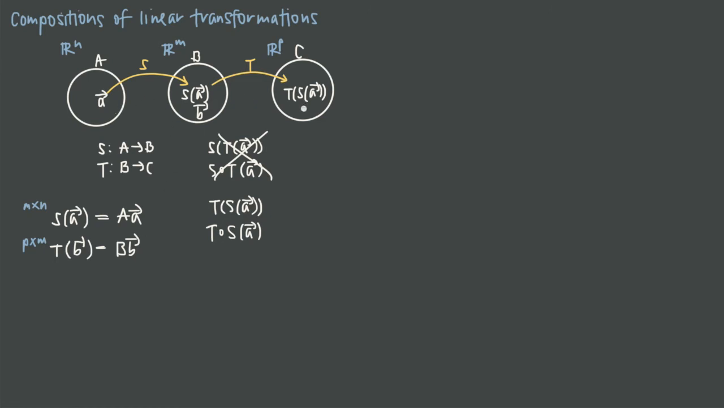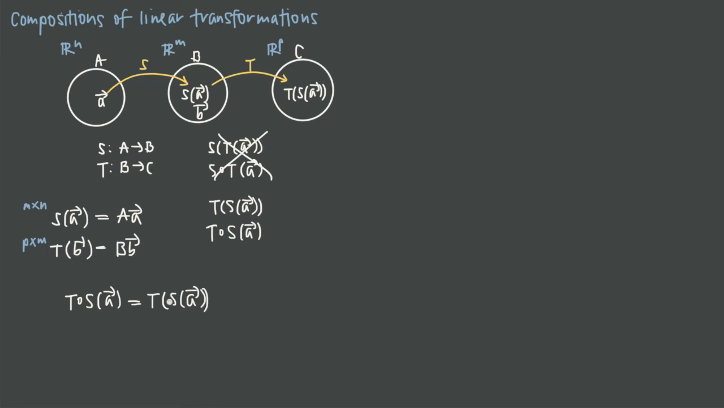Instead of doing these one at a time, we can combine them and write them as one composition. And the way that we do that is we say that the composition of T with S, we'll say of the vector A that we start with over here in A, we can write that, with parentheses instead of the circle here, as T of S of A.